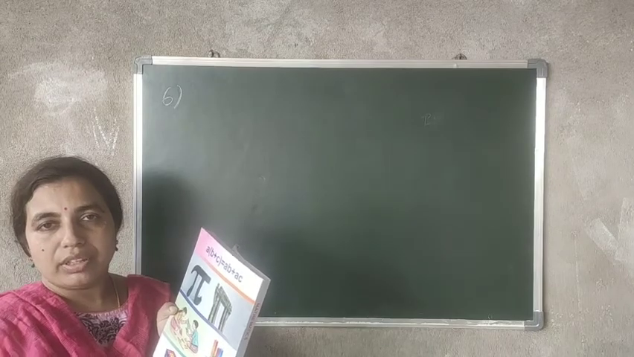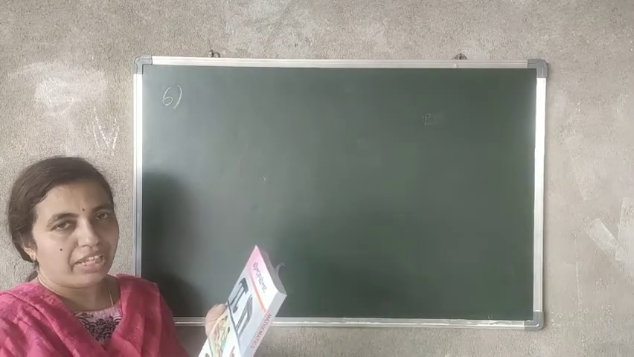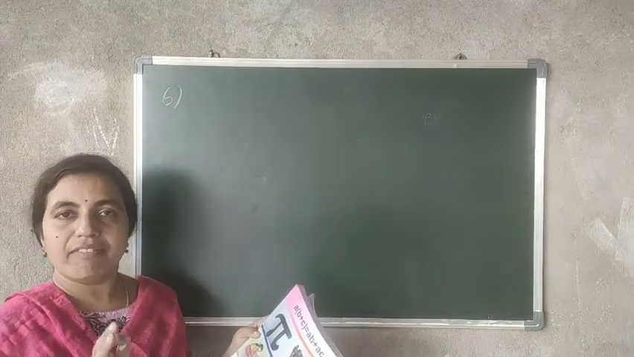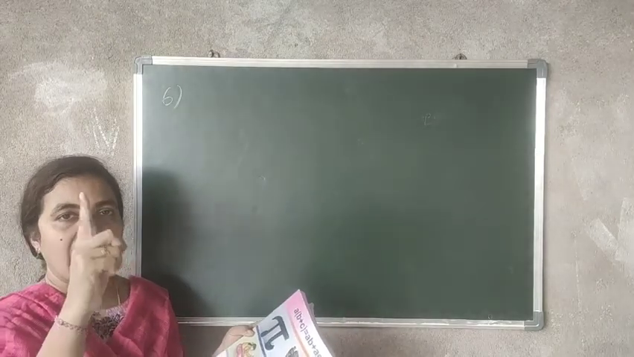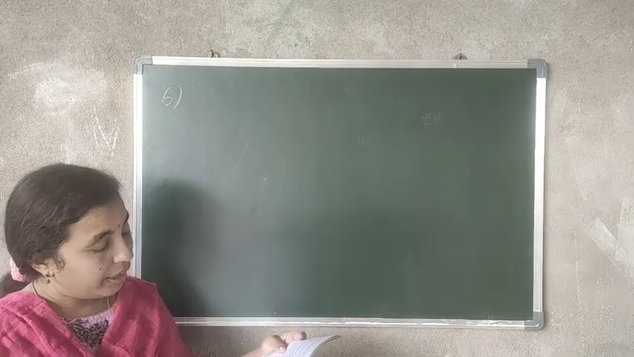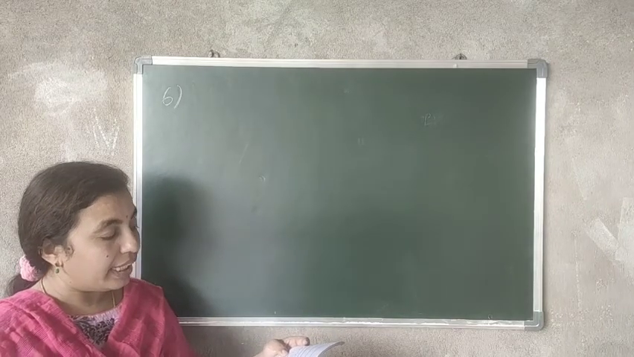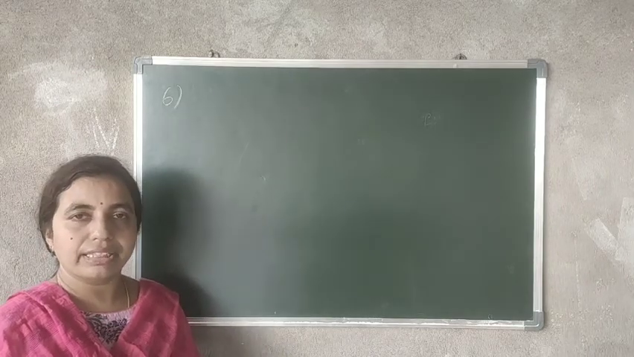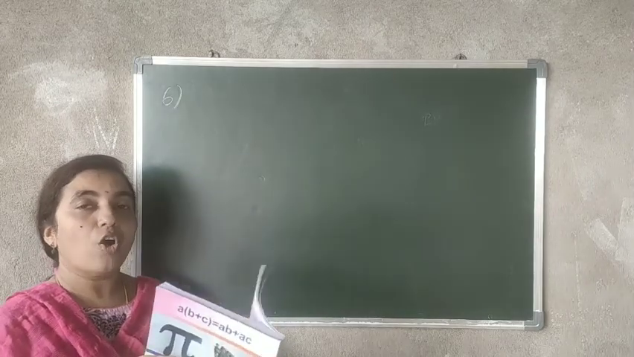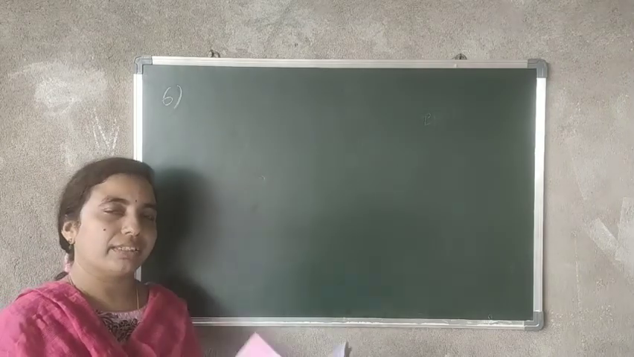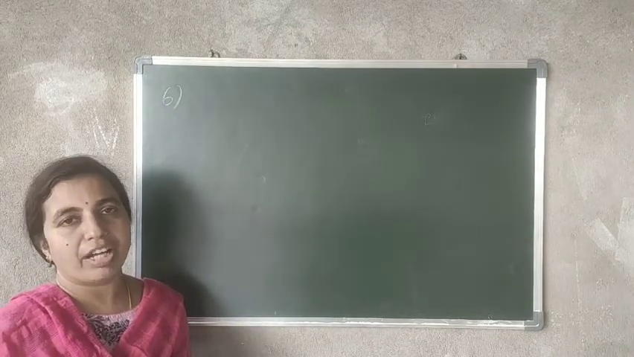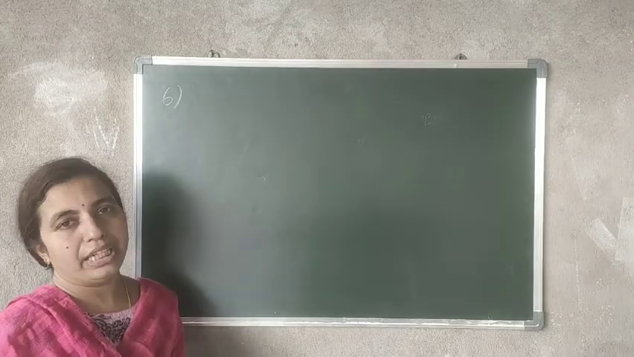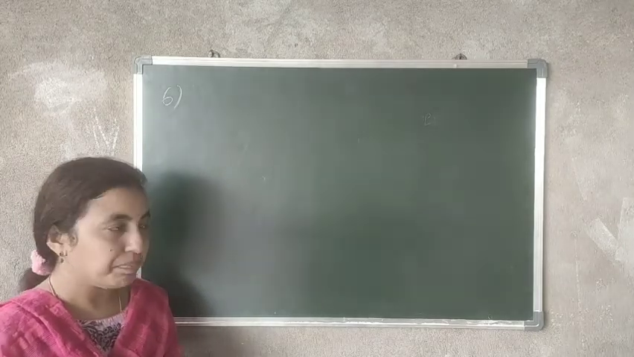So he has a book, and if he starts reading a book, in 1 hour he'll complete 1 by 4th of this book. Then what part of the book will he have read in 2.5 hours? If this book is with him, how much he'll read in 2.5 hours? In 1 hour he is completing 1 by 4. Then in 2.5 hours, how much he'll complete? That they are asking.